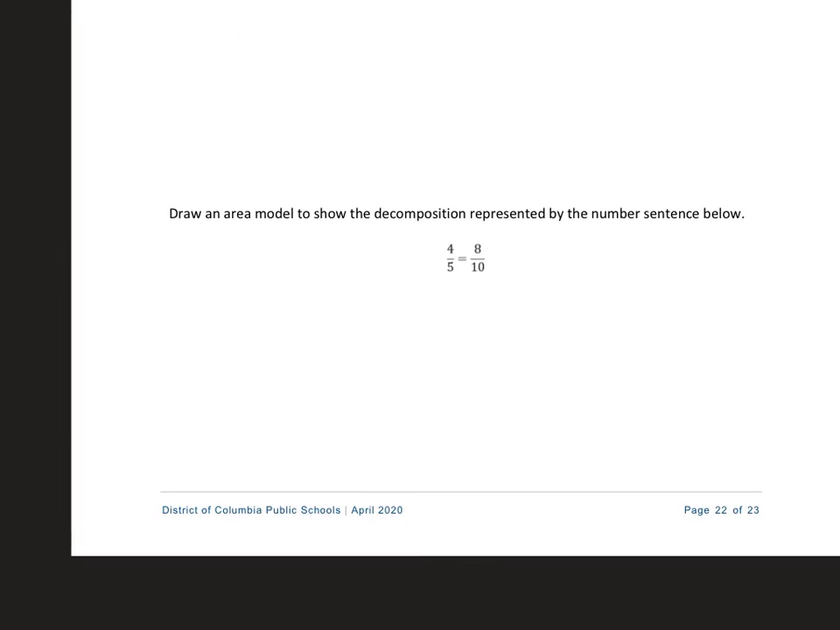All right, so now we are going to actually draw the area model and show the decomposition. So now we're going to do all the work. I can see that the first fraction is 4/5. So go ahead and draw an area model and represent 4/5 using vertical or up and down lines. Oops, that did not work. All right, there's my area model. And I'm going to show 4/5.